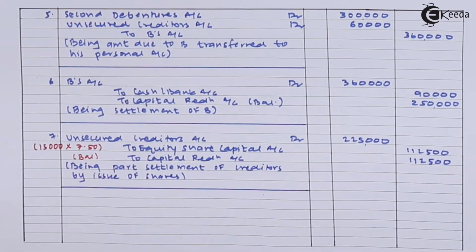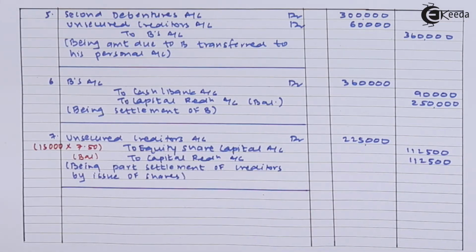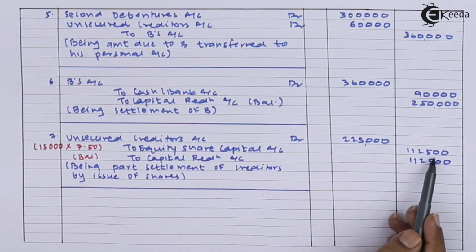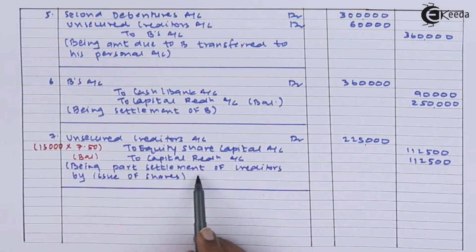Friends, we are ready with the entry. Unsecured creditors account debit 2,25,000. To equity share capital 1,12,500 and to capital reduction account credit 1,12,500. Being part settlement of the creditors by issue of shares.